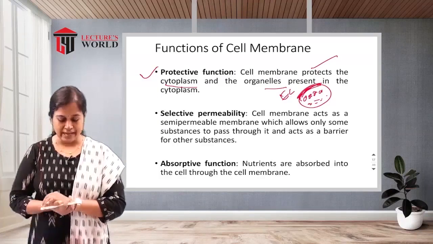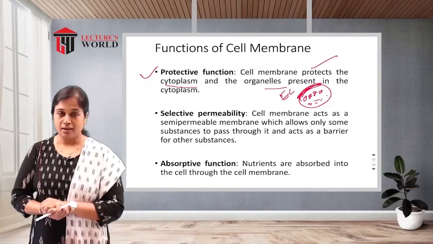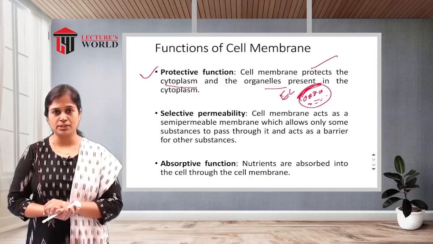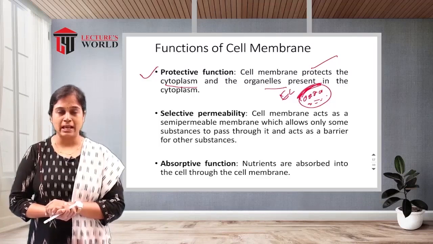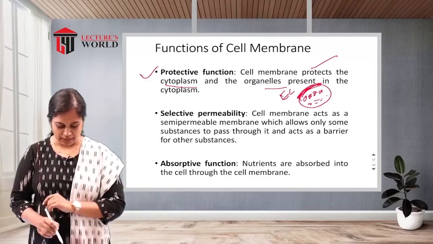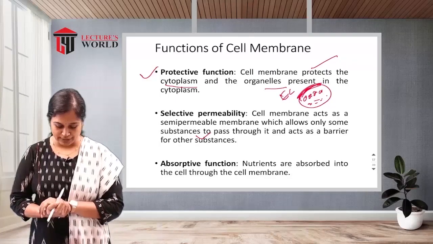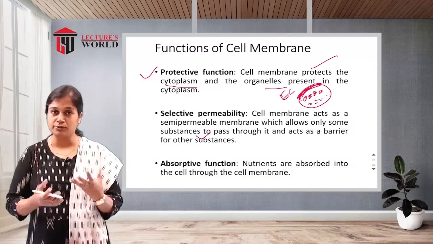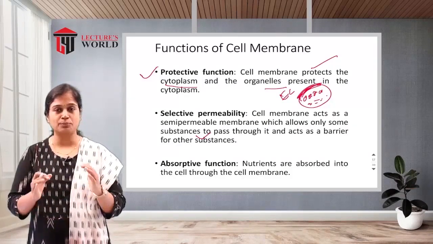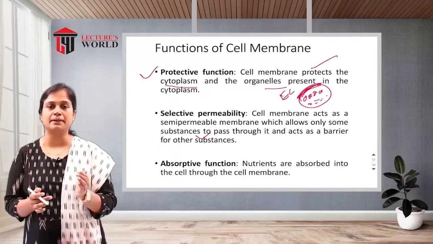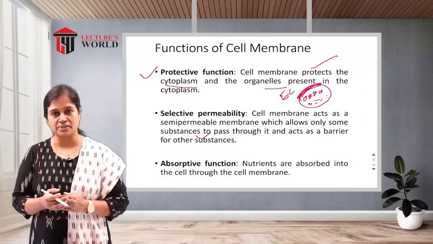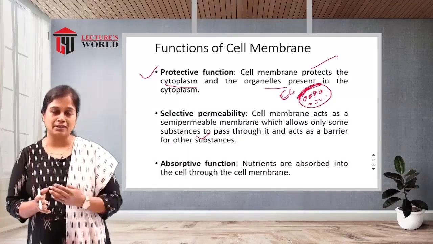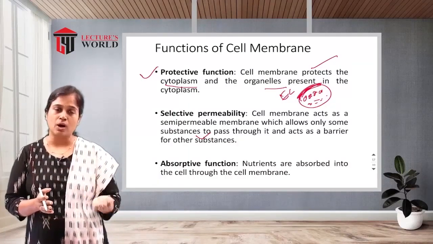The second is selective permeability. The cell membrane acts as a semi-permeable membrane. Semi-permeable means it allows only a few molecules to come inside the cell and go out of the cell. Only some substances pass through it, and it acts as a barrier for other substances which are harmful to the cells. So this selective permeability prevents the entering of certain harmful substances. It allows only a few substances to enter the cell and to go out of the cell.